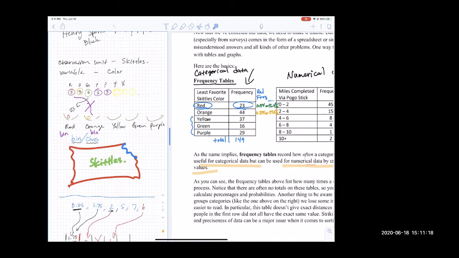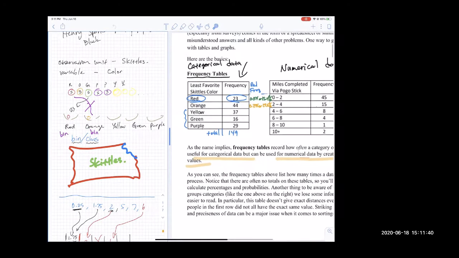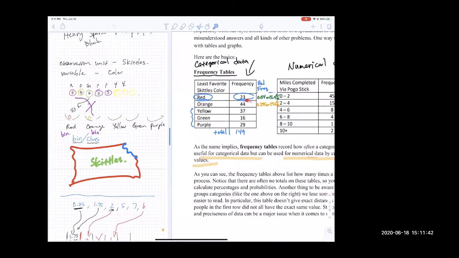So you'll put it in here, which we call the red bin. Here, the orange bowl, we call the orange bin, and then the yellow bin, green bin, and so forth. And then we put it accordingly. Once we dump it into those bins, what do we need to do? Count the number of Skittles. And this is what they did. We got 23 reds, 44 oranges, 37 yellows, and so forth.